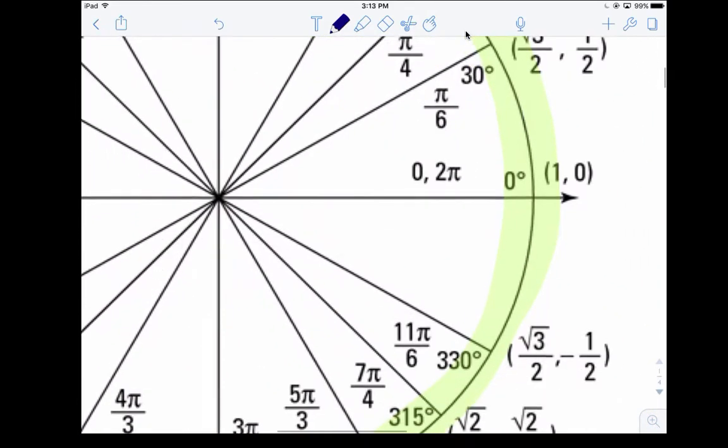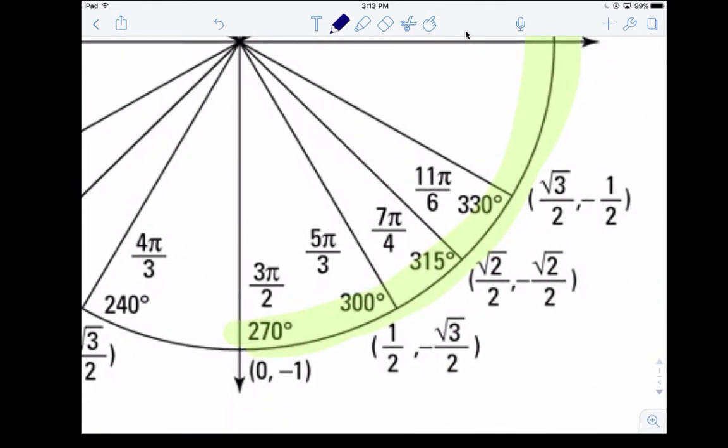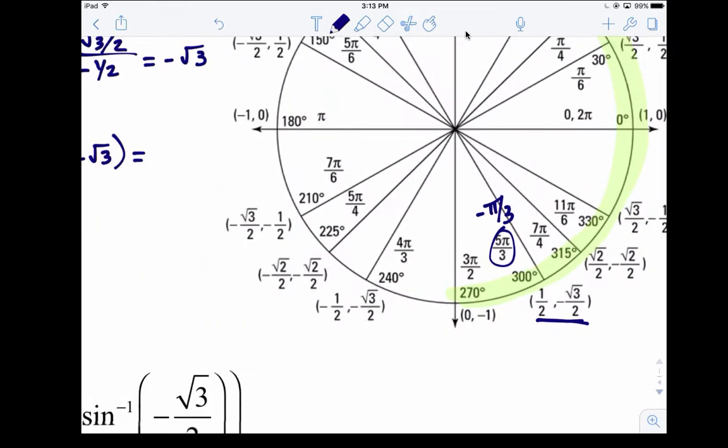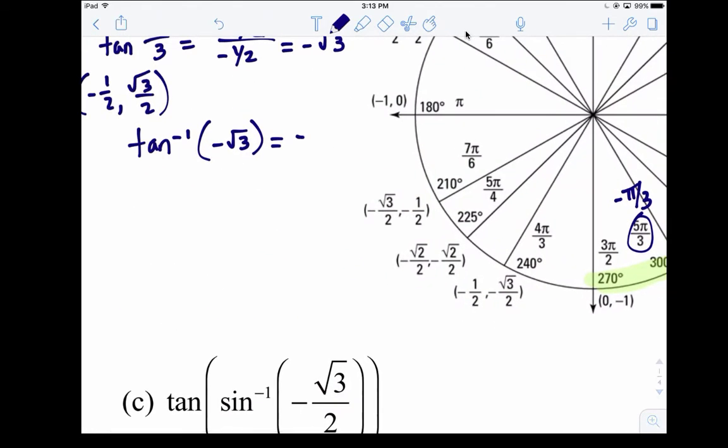So if I look down here, that same combination is right here at negative pi over 3. If you look right there, you still have that same combination of root 3 over 2 divided by 1/2, but now just the y term is the one that's negative. So when you do that, you're still going to get negative root 3. So that there is my answer: negative pi over 3.